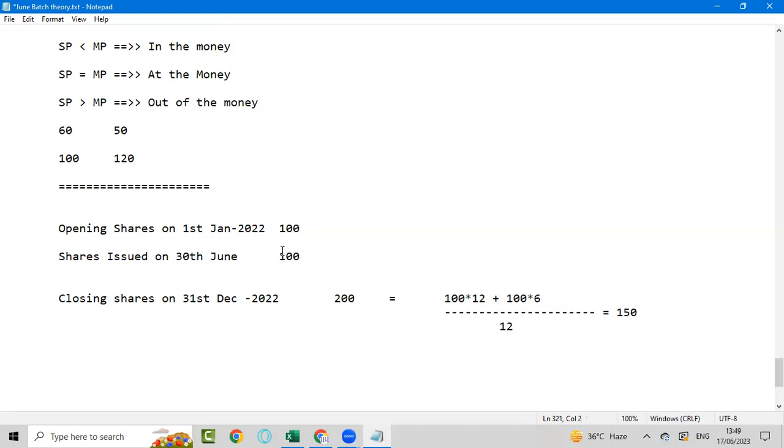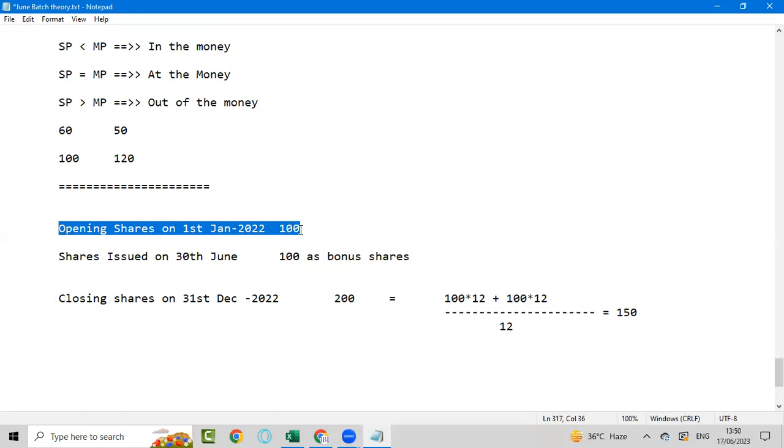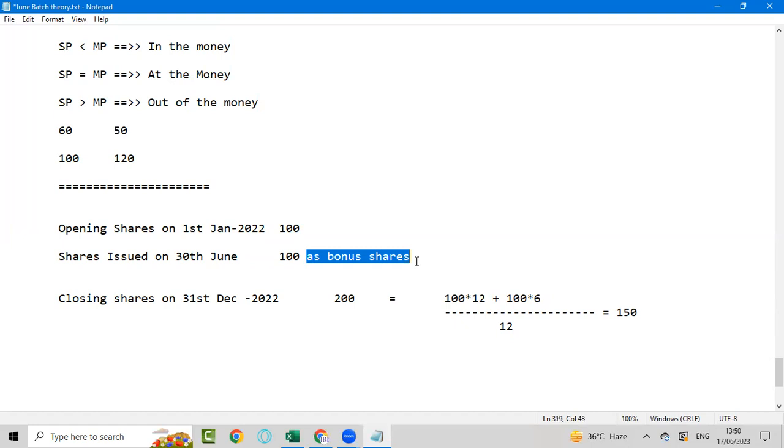Let's assume that these are your bonus shares. Then instead of multiplying this with 6, I'll multiply it with 12. Assuming shares were issued on this, it was an accounting treatment. We will consider these shares issued from the beginning only. Okay. Is this part clear? Yes. Next.